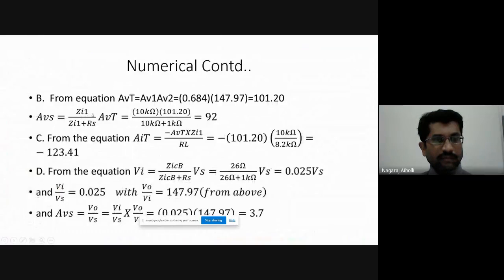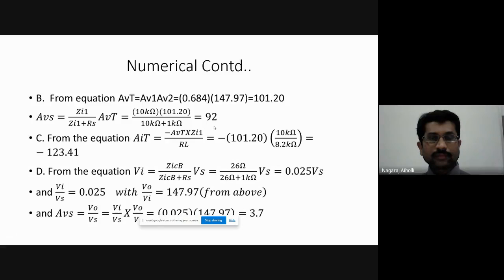AVS is equal to ZI1 divided by ZI1 plus RS into AV total, or AVS is equal to ZI1 into AV total divided by ZI1 plus RS. That is nothing but ZI1 is 10K, that is our RI, then that into 101.20, this we have calculated, that divided by ZI1 is 10K plus RS is 1K. Answer will be 92. Just verify your answers. It comes out to 92.